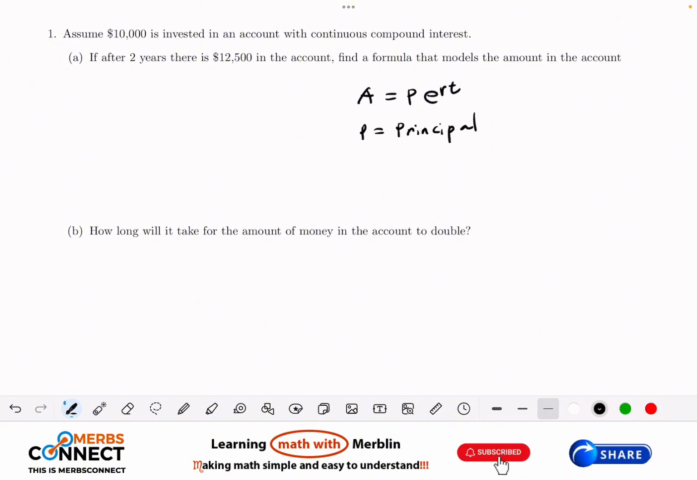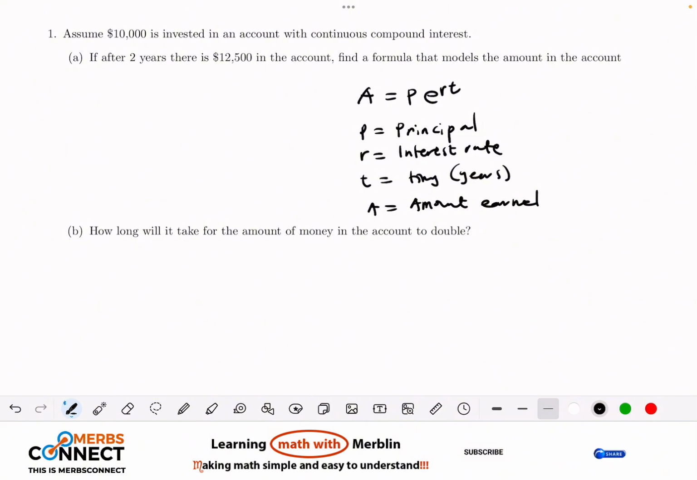P is equal to the principal. R is equal to the interest rate. T is equal to time, let me say in years, and then A is the amount after t years. So let me put it that way. Good. So that is that.